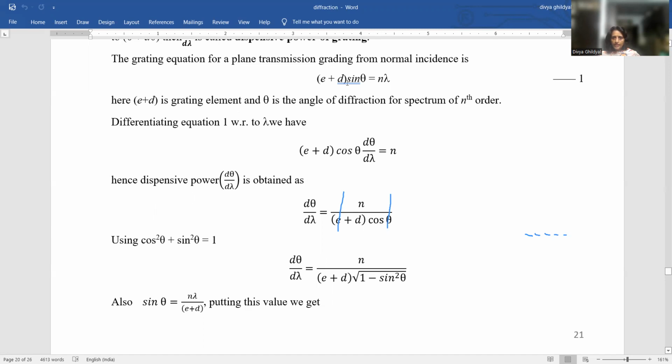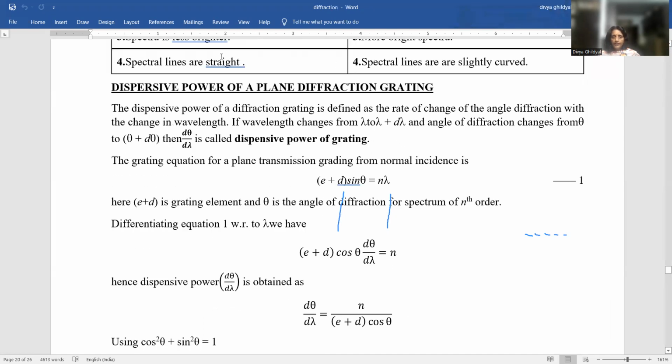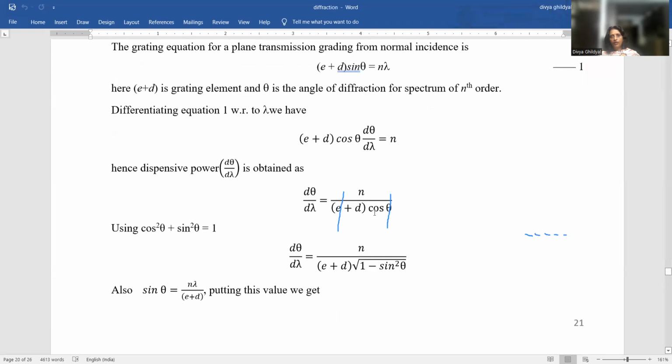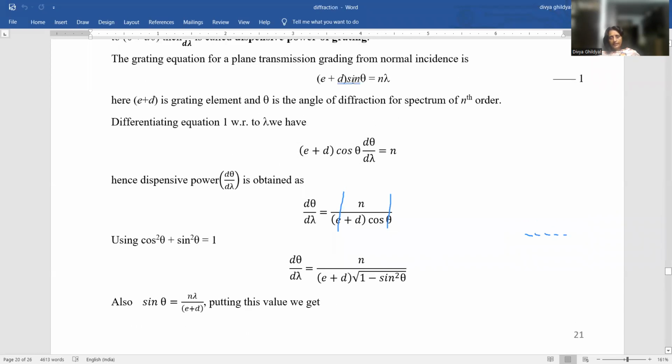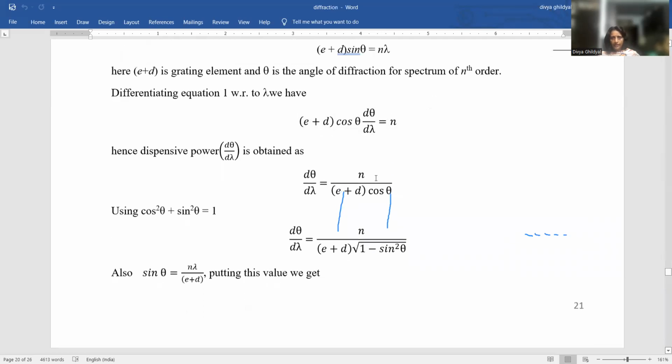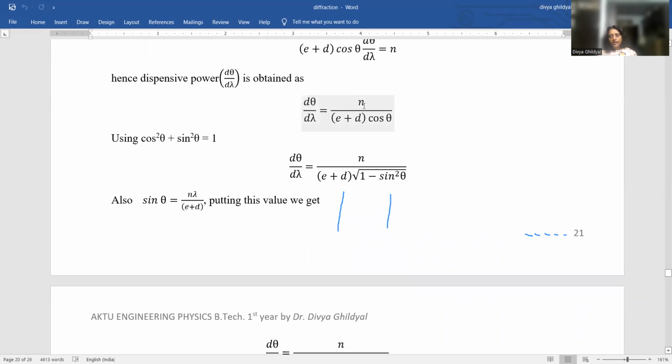Differentiating this equation with respect to lambda, because we need d theta by d lambda, the dispersive power. We get (e+d), sin theta differentiated becomes cos theta, and d theta by d lambda, lambda this side reduces to n. So d theta by d lambda is equal to n upon (e+d) into cos theta. We can write this expression in various other forms because a numerical is asked on this expression.